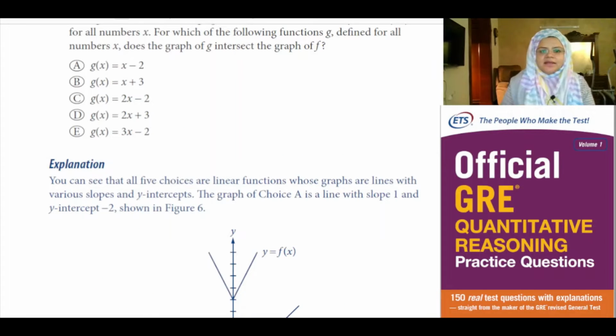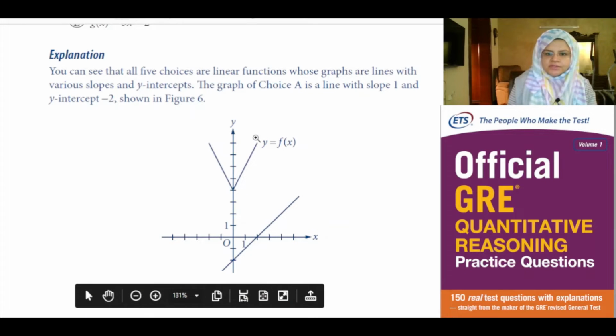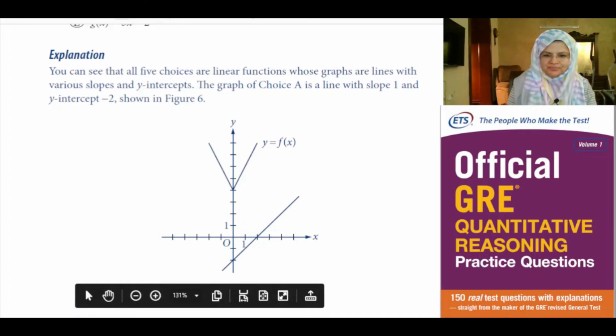Explanation. You can see that all 5 choices are linear functions whose graphs are lines with various slopes and y-intercepts. The graph of choice A is a line with slope 1 and y-intercept -2, shown in figure 6. If we observe figure 6, we realize f(x) has twice the slope of g(x) and the two lines diverge from each other and never intersect.